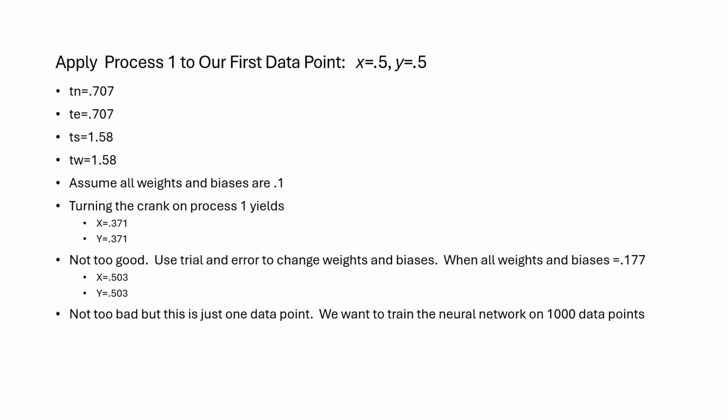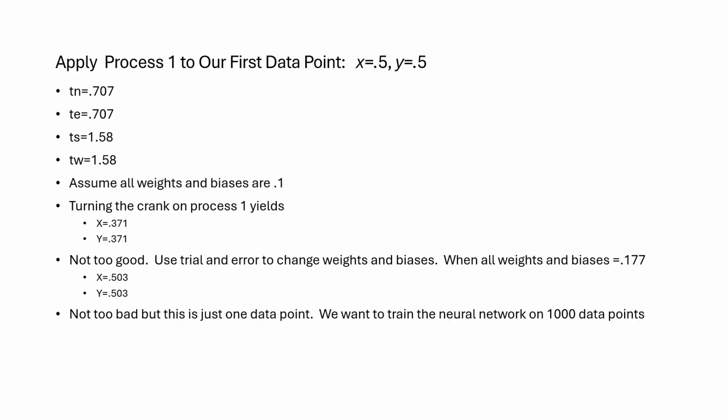And we apply that arithmetic process from a few slides back to our first data point. And let's assume that all the weights and biases are 0.1. We turn that crank that I showed, just multiplication and addition, and we'll come up with X 0.37, Y 0.37. Not too good because we know the answer is 0.5 and 0.5. So we use trial and error to change the weights and biases, and when all the weights and biases are 0.177, it works out that we get pretty close to the true X and Y, 0.503 for each.